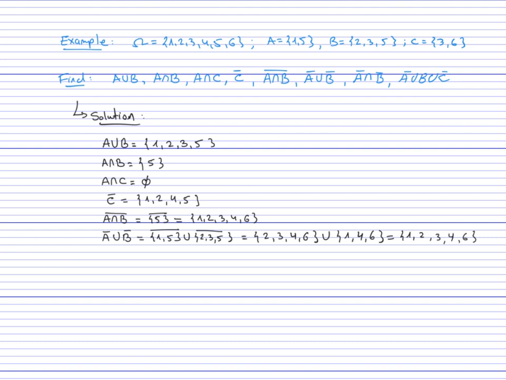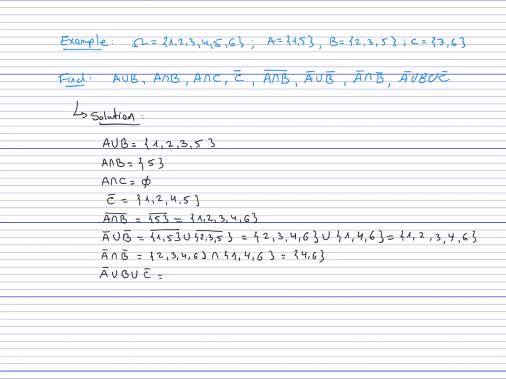Next, the complement of A and the complement of B. So the complement of A we already computed, that's 2, 3, 4, and 6. And the complement of B also we computed, 1, 4, and 6. So now if we take the intersection of both of them, what do we get? We get 4 and 6. Great. Last one, the complement of A union B union the complement of C.